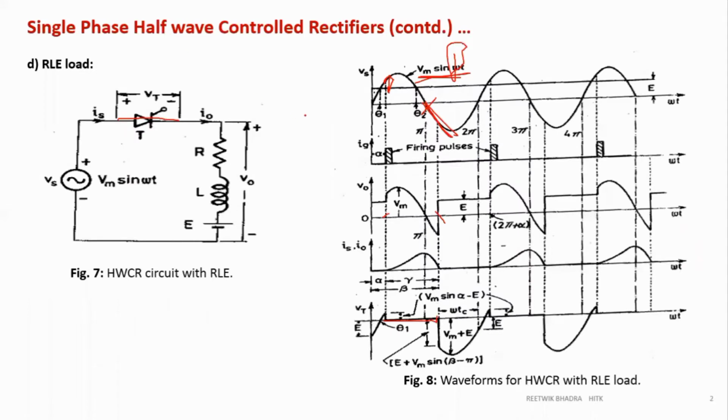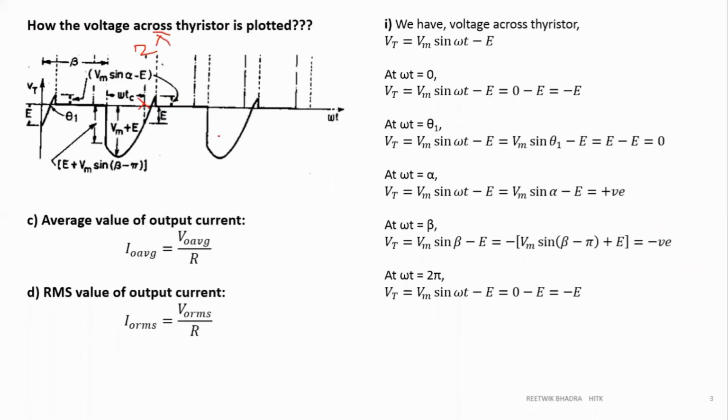If you go to this figure, which is my 2 pi point, at the end of the negative half cycle of the sine wave. If you substitute 2 pi over here, Vm sine 2 pi is again 0. So what will you get? Vt equal to minus E. So at 2 pi, it should be minus E.